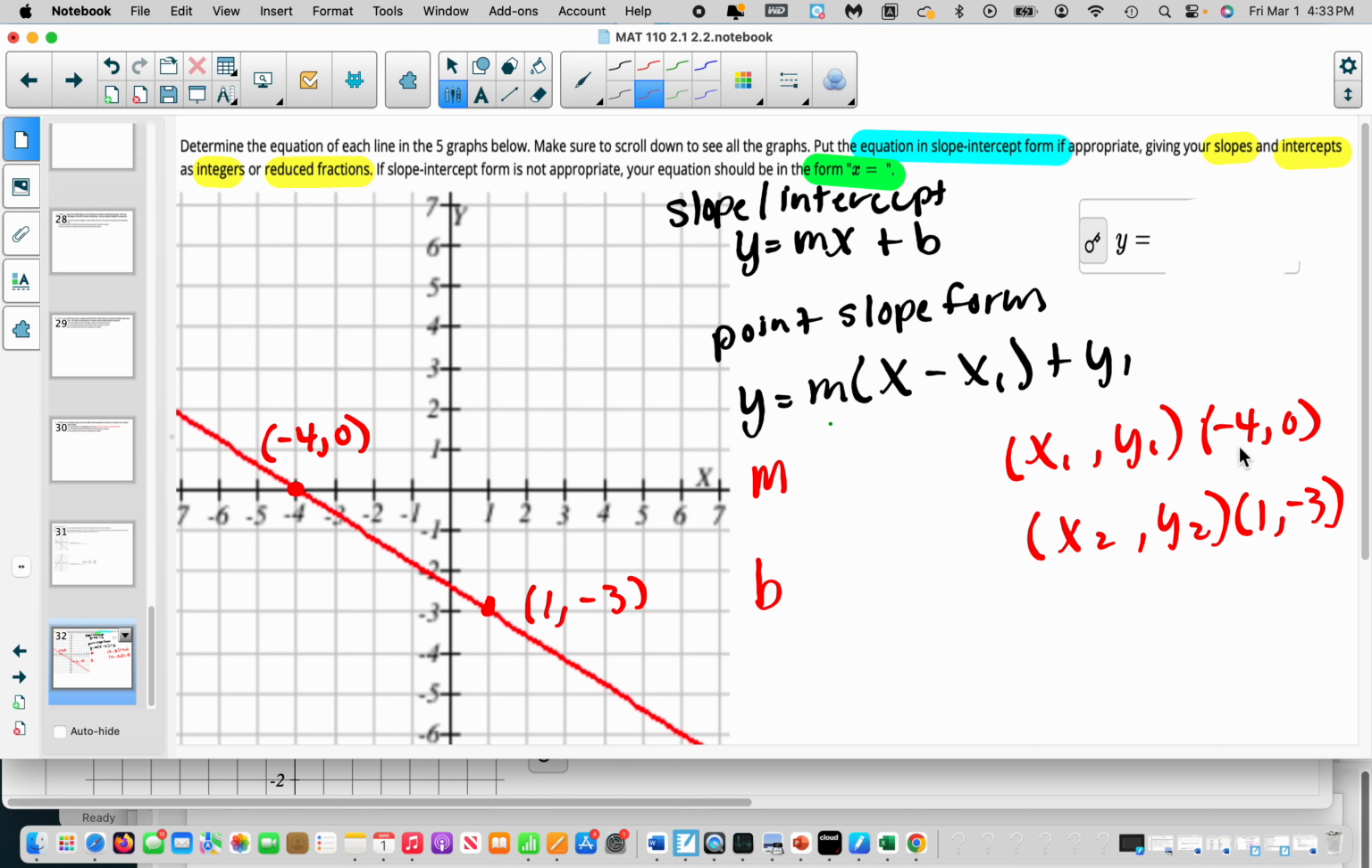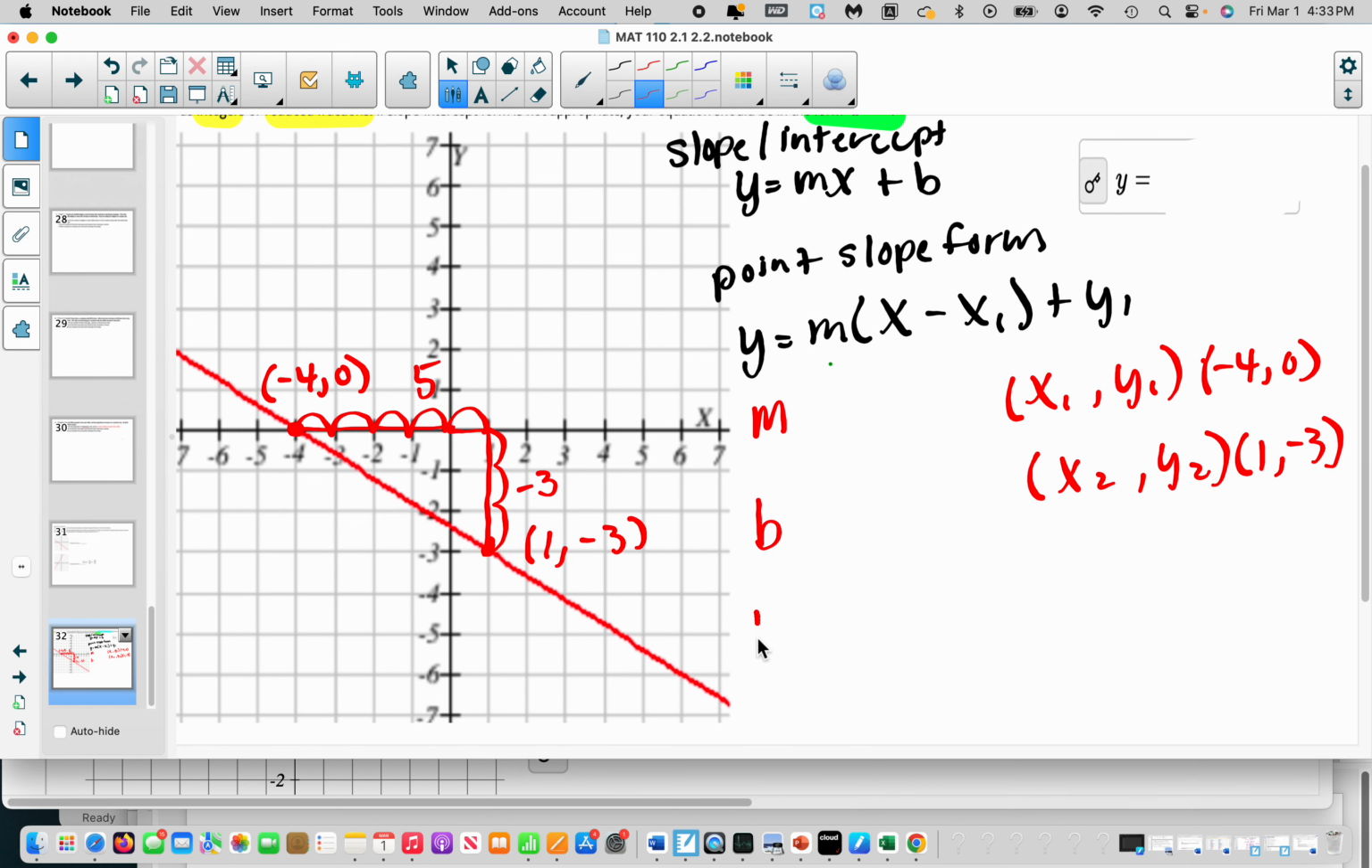I can calculate my slope if I have any 2 points. Or I could go here and ask, what is my change in y over change in x? I could look at these 2 points. This is my y value, 1, 2, 3, in the negative direction. Here is my x value, 1, 2, 3, 4, 5. Let's do it with the points here, though.